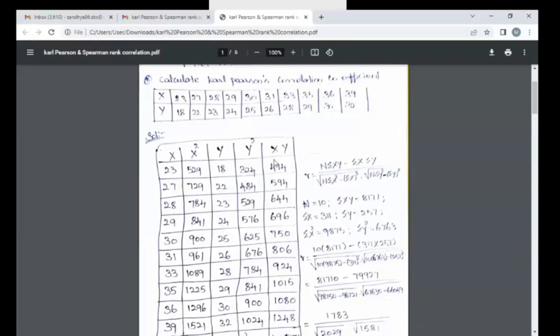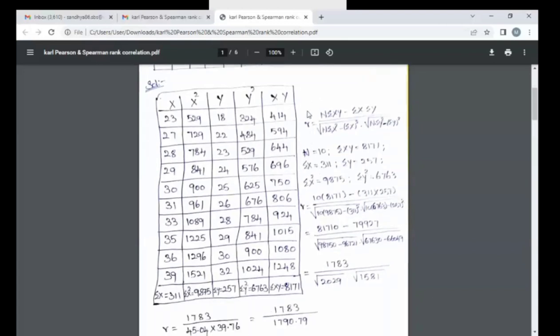In the last column we have to find the value for x and y, that is the multiplication of x and y. That is 23 into 18, it is 414. 27 into 22, it is 594. And 29 into 23, it is 644. Likewise, find all the values.